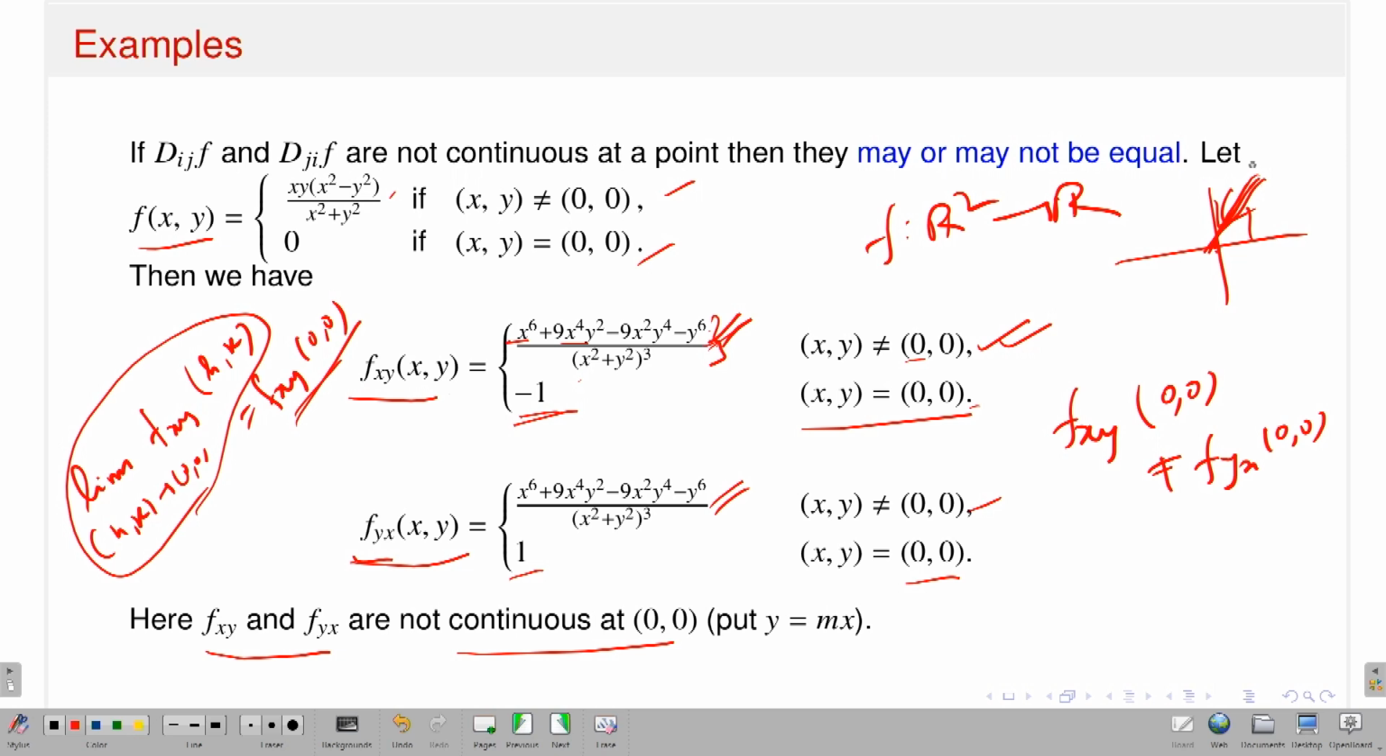So, this is with gradient m. Suppose this is my y is equal to mx, then let us see, you just put the value. That means if I approach, I want the limit as (x, y) goes to (0, 0) along the path y is equal to mx of f(x, y) at the point (x, y).